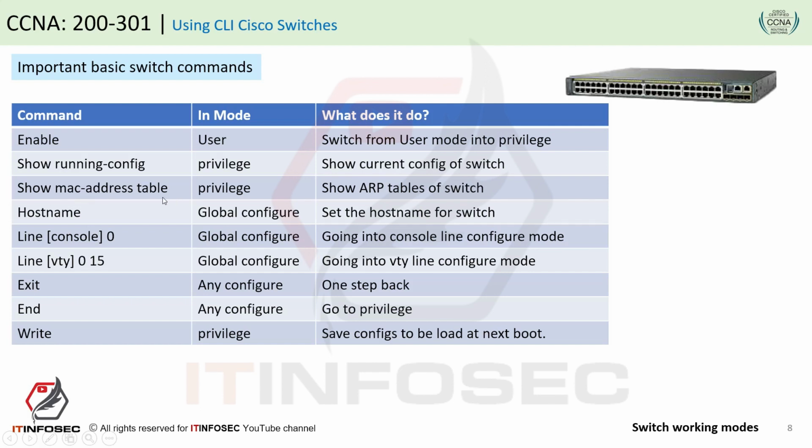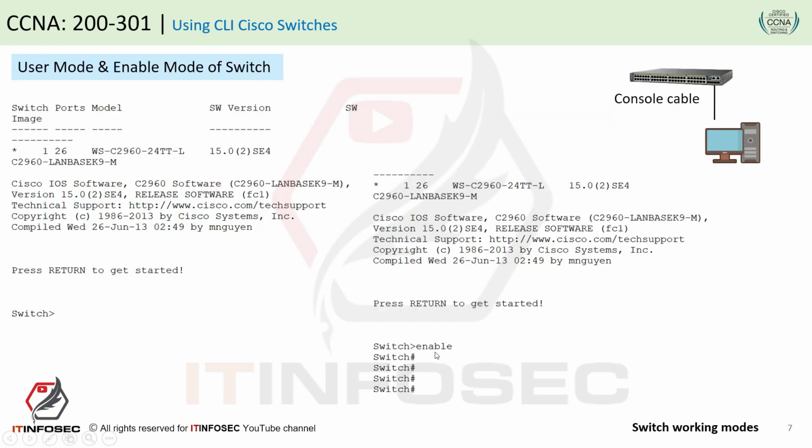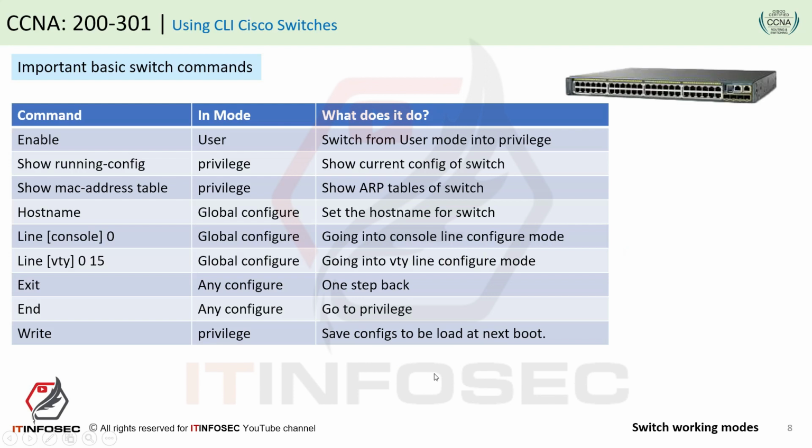Show MAC address table. Each switch has a MAC address table that will show us all the MAC addresses of computers and other devices, such as switches, that are connected to that switch. It is entered in privilege mode. For example, after enable, you can run show running config, or you can use show MAC address table. In this mode, both of them.